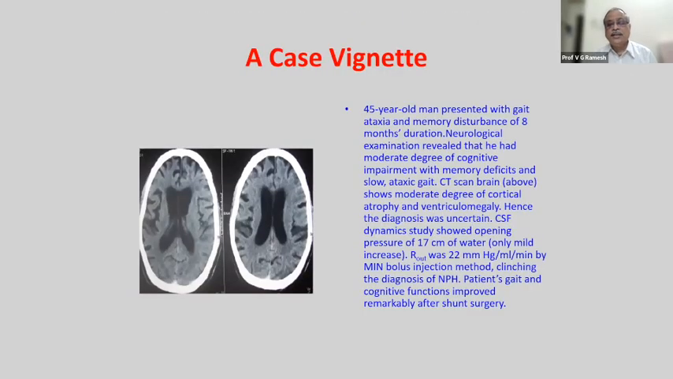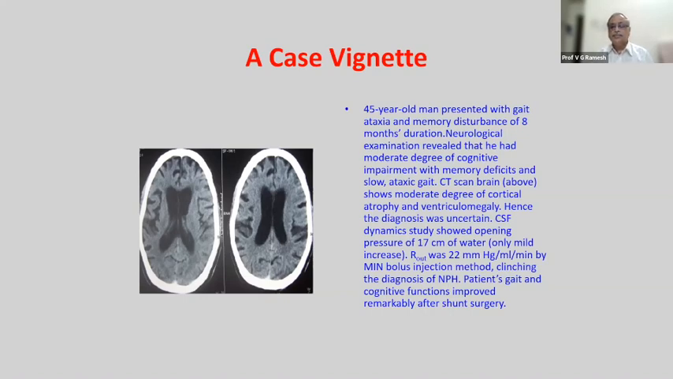I'll just show a case example where there was a 45-year-old man who presented with gait ataxia and memory disturbance since 8 months. The neurological examination showed that he had a moderate degree of cognitive impairment with memory deficits, and he had a slow ataxic gait. The CT scan of the brain shows a moderate degree of cortical atrophy and also ventriculomegaly, where the diagnosis still could have been equivocal.